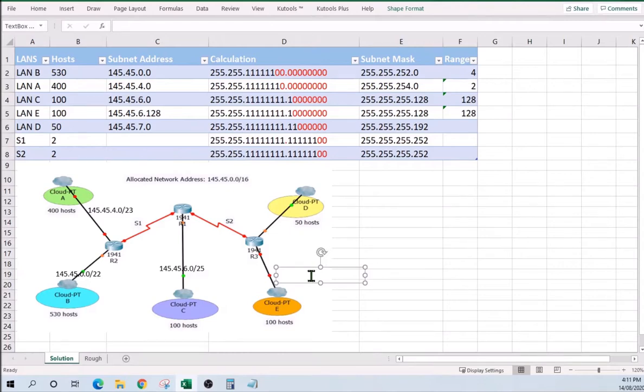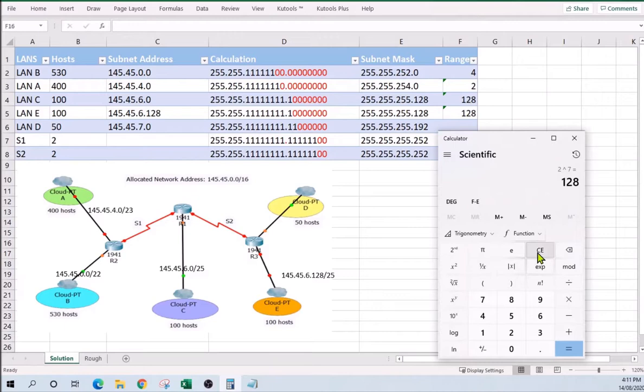It is already calculated: 145.45.6.128/25. That's that. And for LAN D, we have to accommodate 50 hosts. Let's find how many bits we need. 2 to the power 6 is 64, which is more than 50, and 2 to the power 5 would be 32, which is less, so we have to use 6 bits.